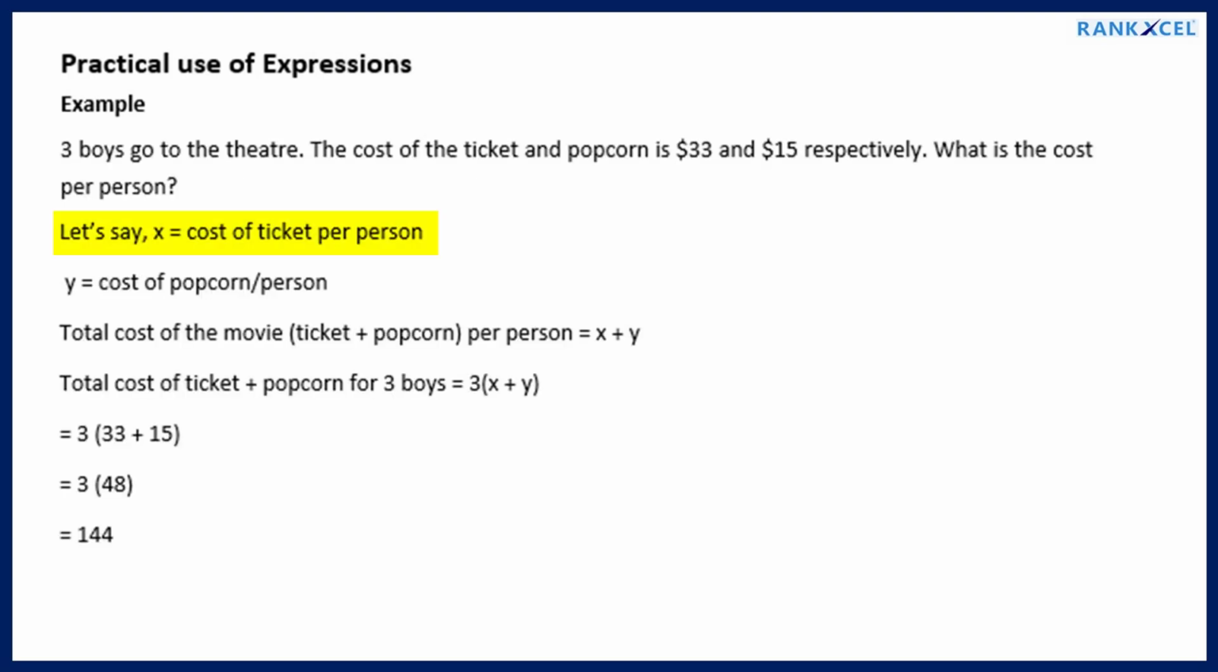Solution. Let's say x equals cost of ticket per person. y equals cost of popcorn per person. Total cost of the movie, ticket plus popcorn, per person equals x plus y. Total cost of ticket plus popcorn for 3 boys equals 3 times (x plus y), equals 3 times (33 plus 15), equals 3 times 48, equals 144.